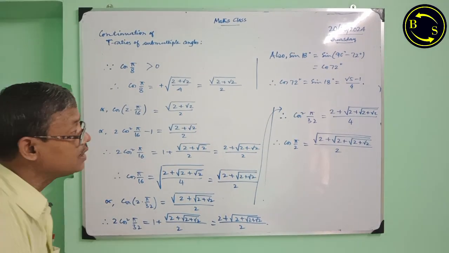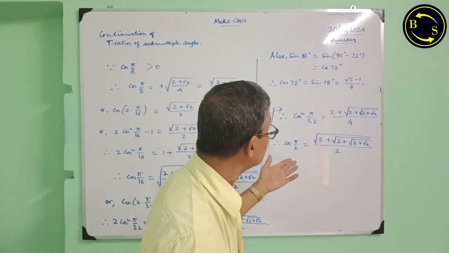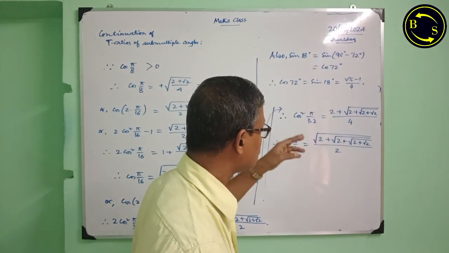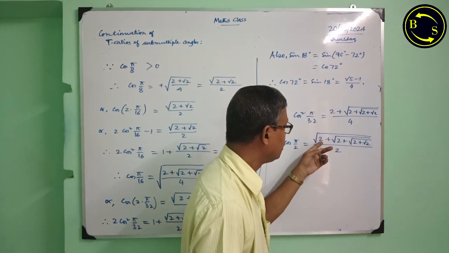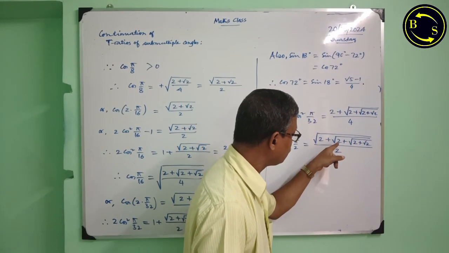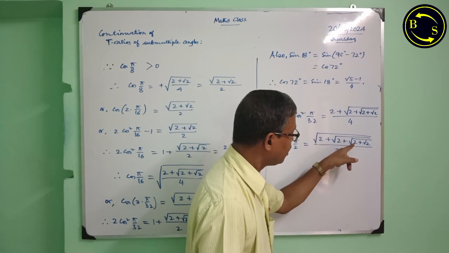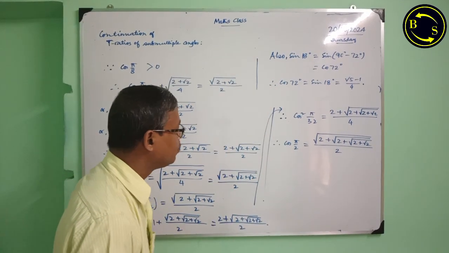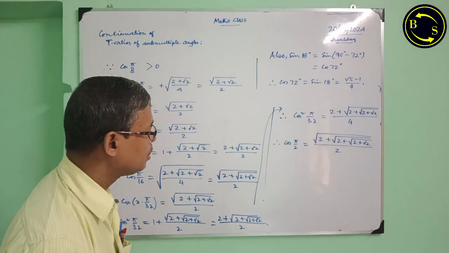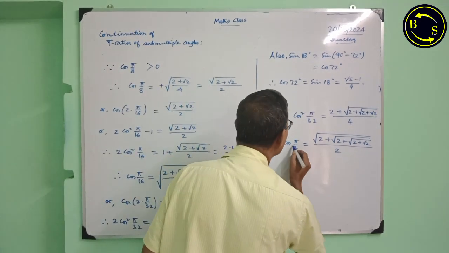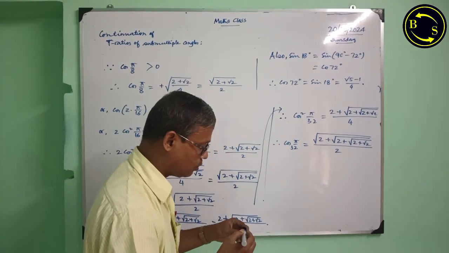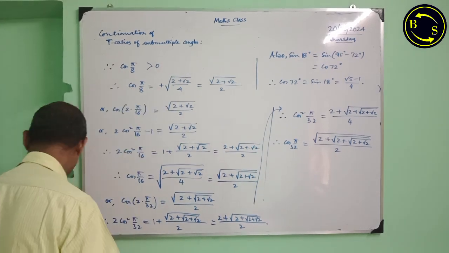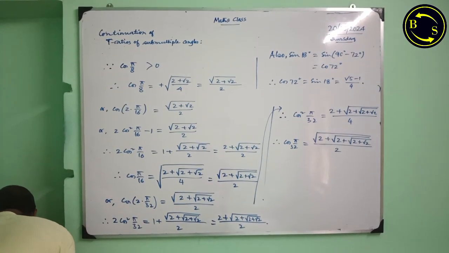Thus we have got the result. You see, very nice result. Under the square root symbol first 2, again under the square root symbol 2, again under the square root symbol 2. Therefore cos of pi by 32 is equal to this value. Thus we have solved the first one.